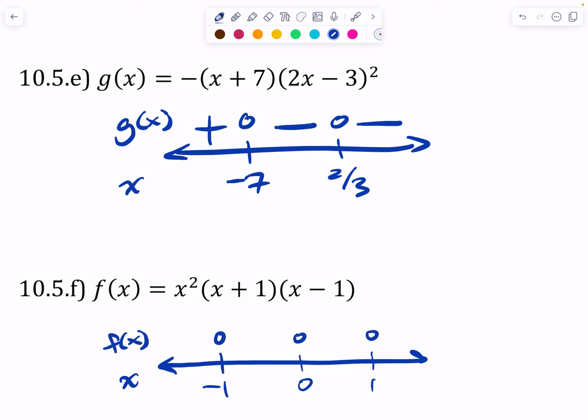If x is -1,000,000, well, this thing's positive regardless. -1,000,000 plus 1 is negative. -1,000,000 minus 1 is also negative. So this starts out positive. It will switch as we cross over -1 because of the exponent on the associated factor. It will stay the same over 0 because of the exponent on the associated factor. And it will switch as we cross over 1 because of the exponent on the associated factor. And there is that sign diagram. Done.